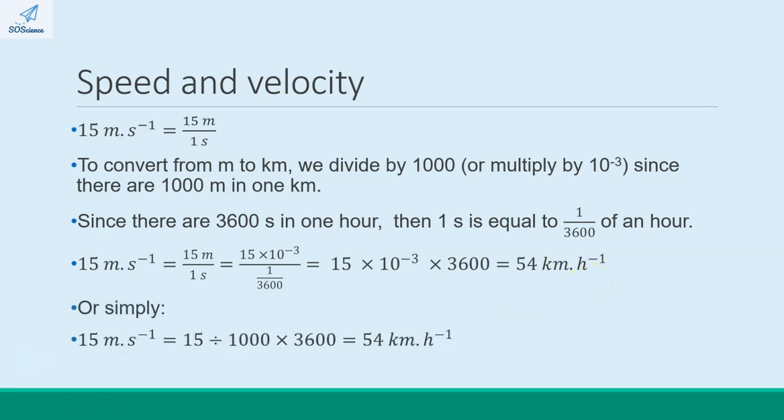But simply, like I said, what you can do is take your value in meters per second and just divide it by 1,000 and multiply it by 3,600, and you'll get your answer in kilometers per hour.